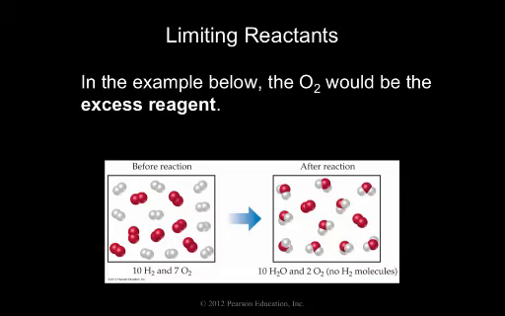Like we just said, the O2 is the excess reagent because that's what's left over. The other substance or substances that are left are called excess. So limiting are the ones that run out. The excess is what's left over.